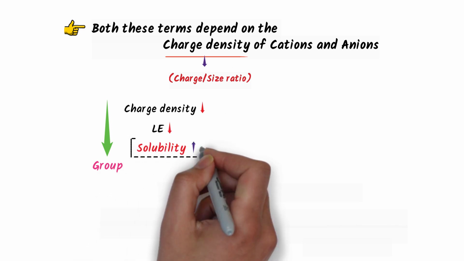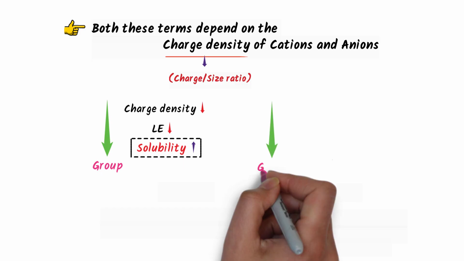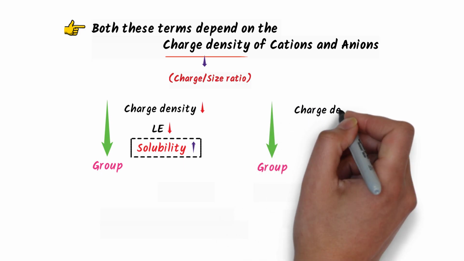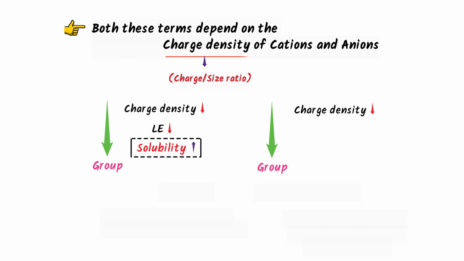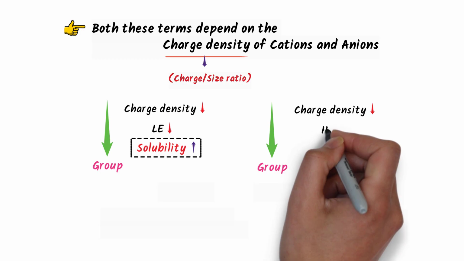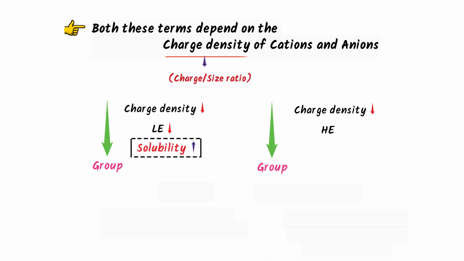In the same way, while moving down the group, charge density decreases since size increases. Therefore, the ions of that salt attract a smaller number of water molecules, and hence hydration energy will decrease.